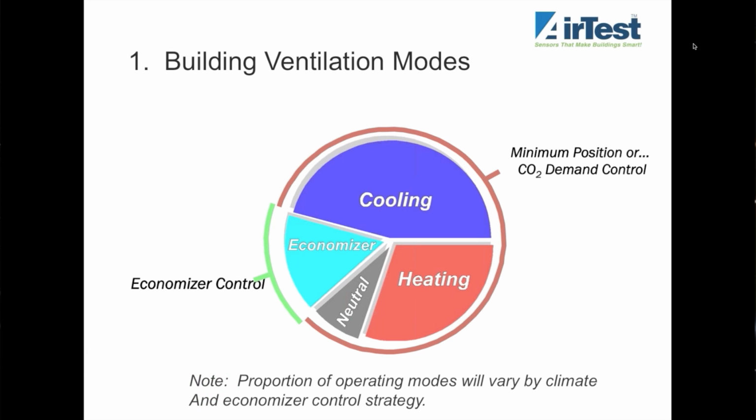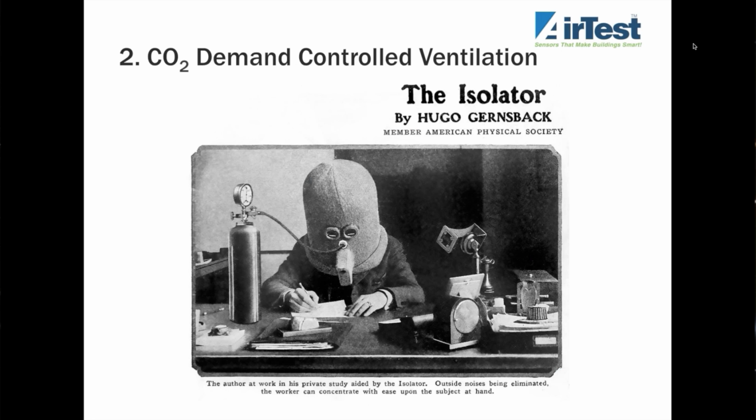And then you have this other portion of the time where, if you can use outside air for free cooling, you're actually using an economizer control. It's important that we pick the right strategies that maximize economizer control when conditions are right outside, and CO2 control when economizer control is not appropriate. So that's what we're going to talk about today, and you're going to get a lot of background on how ventilation works in buildings. So let's get into CO2 demand control ventilation.